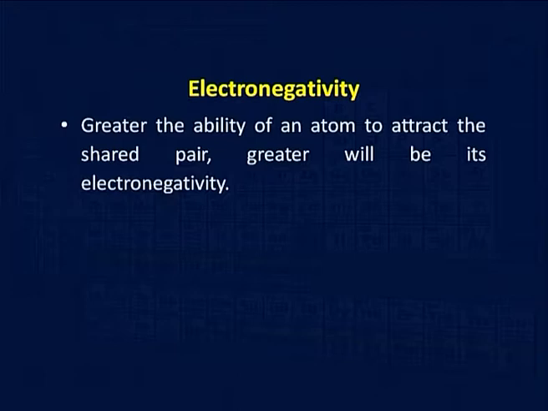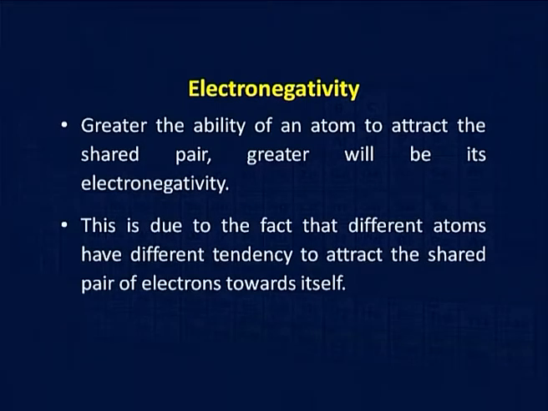So, electronegativity is the property which is found in molecules, whereas properties like atomic size, ionization energy or electron affinity are atomic properties. But this property is a relative tendency of an atom in a molecule to attract the shared pair of electrons. So, the greater the ability of an atom to attract the shared pair, the greater will be its electronegativity. And this is due to the fact that different atoms have different tendencies to attract the shared pair of electrons towards itself.